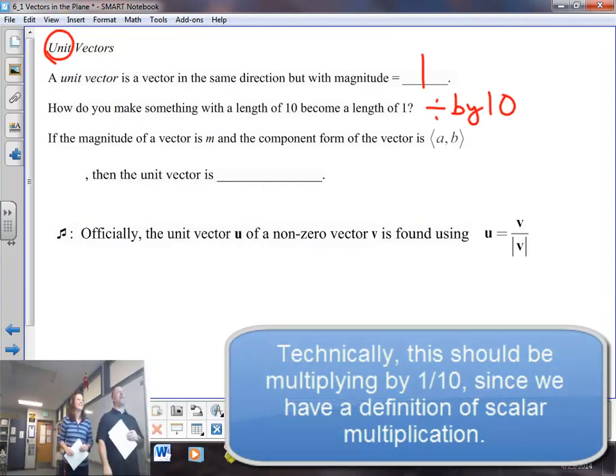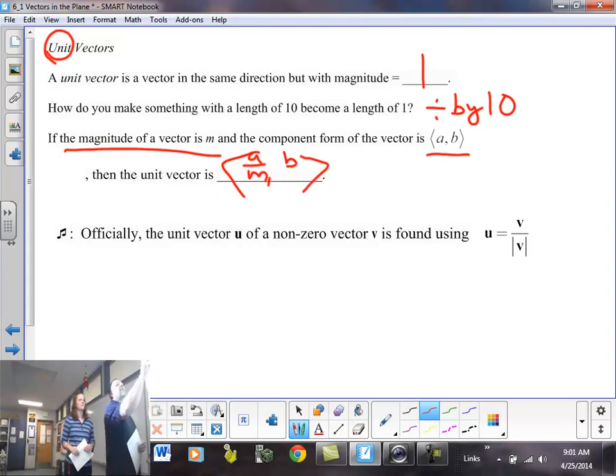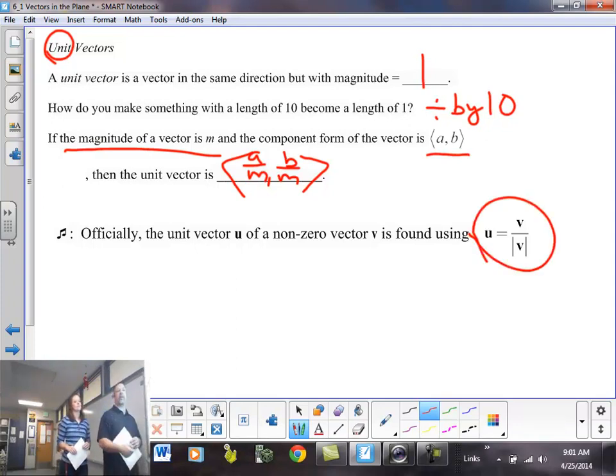All right. So if the magnitude of the vector is m, and the component form is a comma b, then we divide by m. We just divide the x and y components by m, and we get the unit vector. We're literally just dividing it by the length, the magnitude. Perfect. So officially, vector u, which is a unit vector, is going to be the original vector divided by its magnitude. That makes it the same direction, with a length of 1. We're just scaling it down.